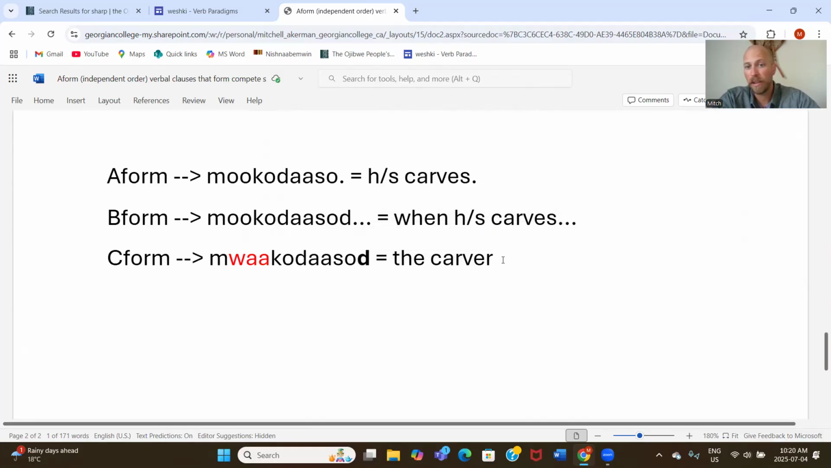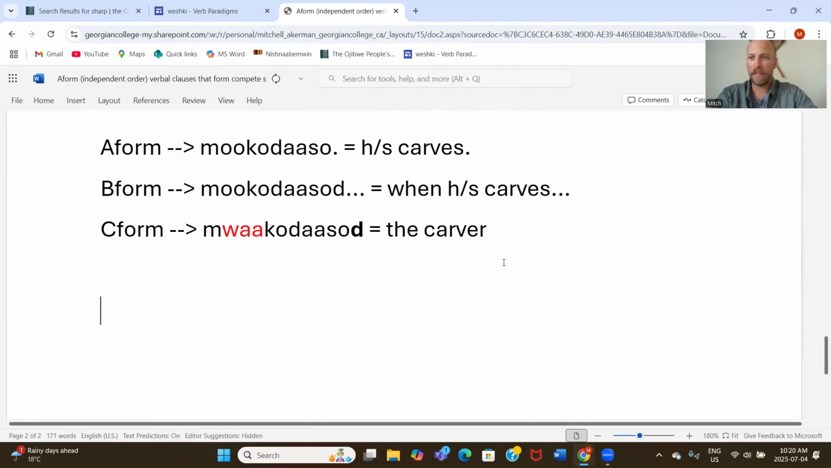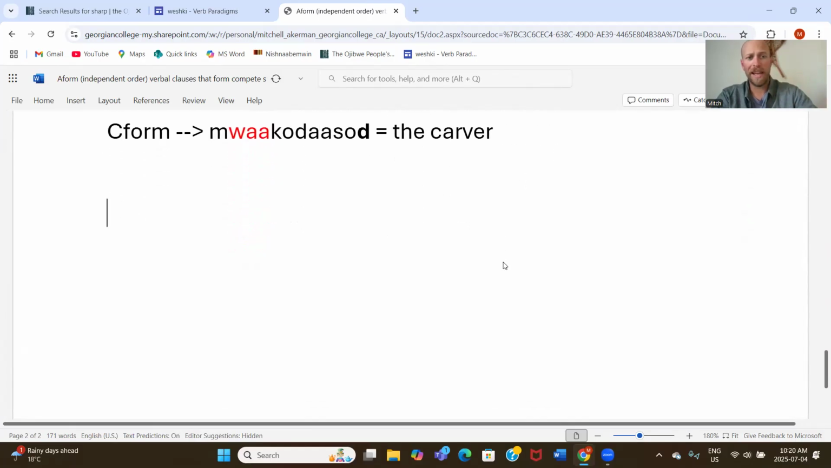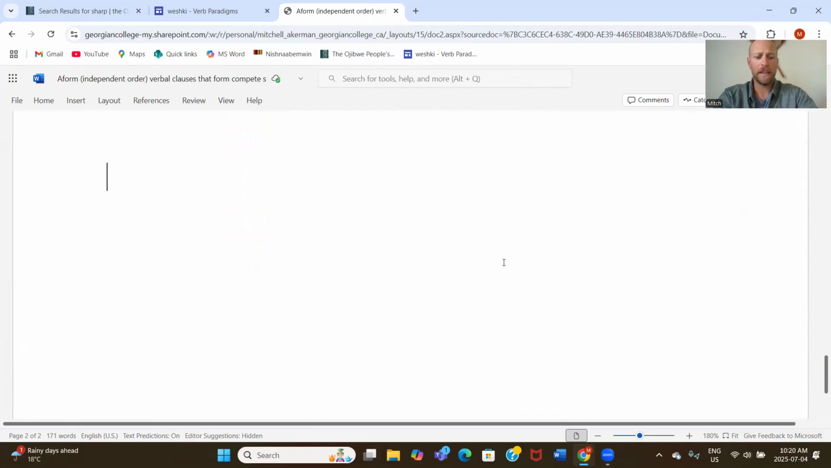So if you want to say, oh, like my grandfather was a carver, well, you would say, Moi kadasad giawe nimshom siban. My grandfather was a carver. Moi kadasad giawe nimshom siban. Okay, so there's another example. And then I'll do maybe one last one. Okay, and it'll look maybe something like this.